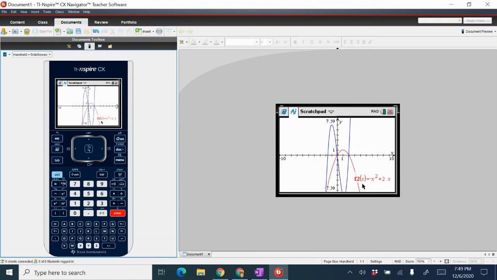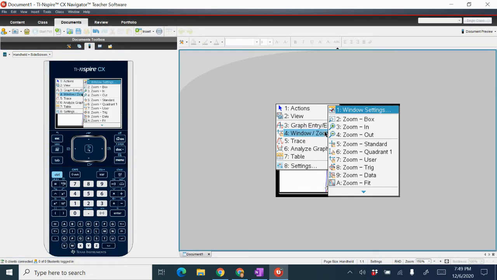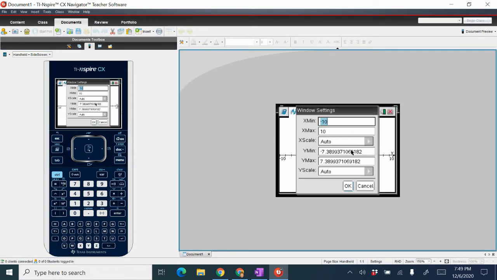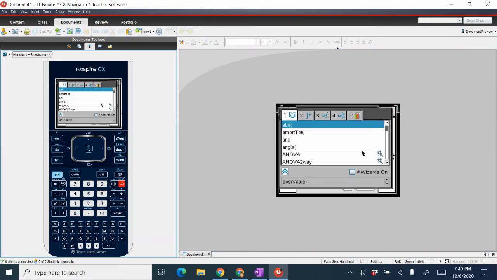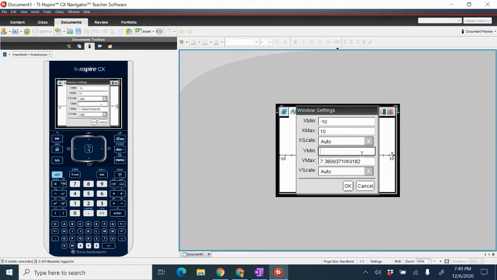And you got to kind of be a little bit careful because you'll notice that it definitely looks like it's crossing here and here, but you don't necessarily know if it's crossing in that third spot. So it actually is. I'm going to adjust my window a little bit. I'm going to go to my menu, window zoom, window settings, and this is where we're at now. I definitely don't need nearly as much X as what I am getting there. And I am going to delete out my Y.